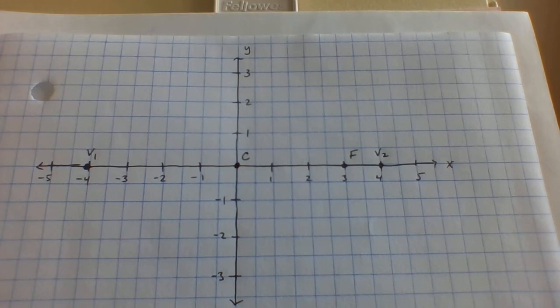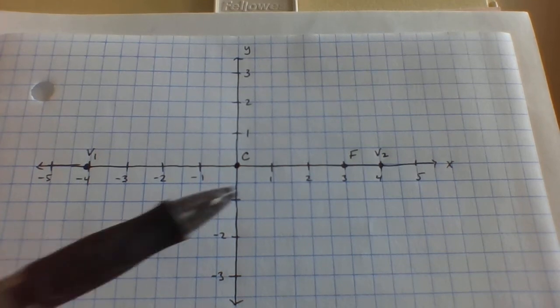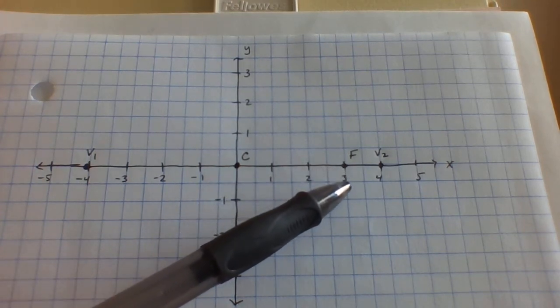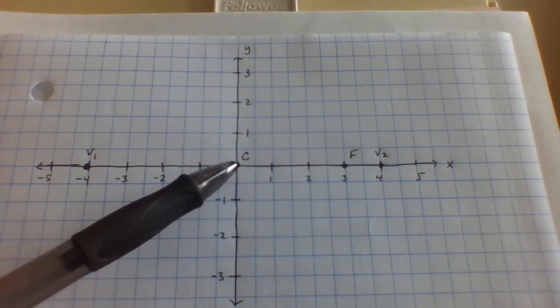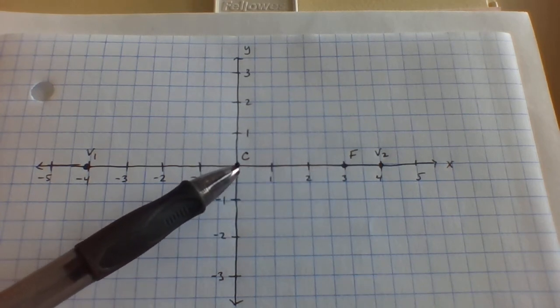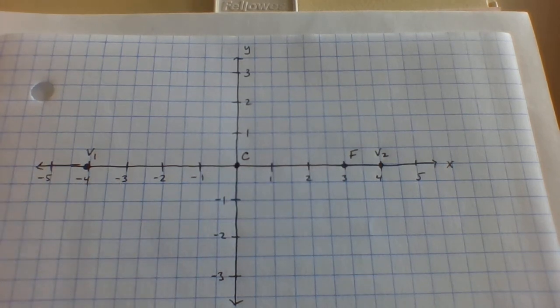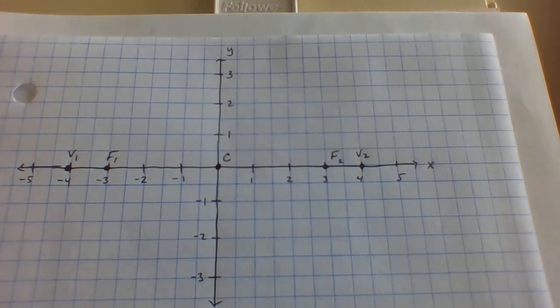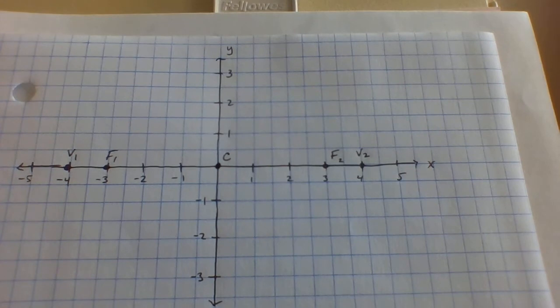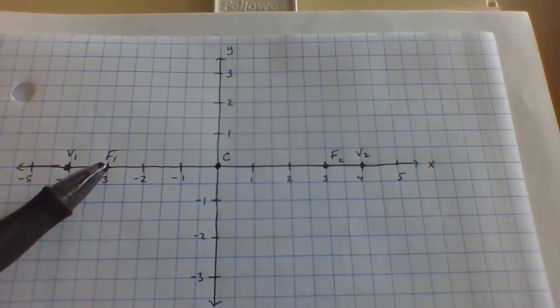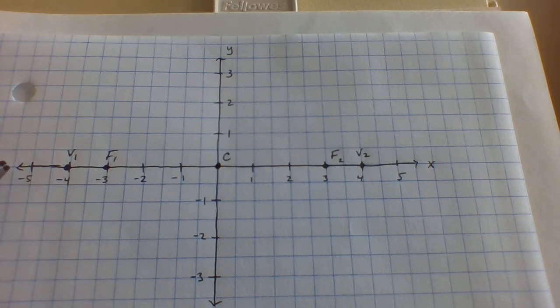And I could say the same thing about my foci. I have one foci here at the point 3, 0, which is 3 units away from my center. So coming 3 units in this direction means I should have another one at the point -3, 0. Since all these points lie along my x-axis, my vertice, my foci, and my center, that means that my x-axis is my major axis.